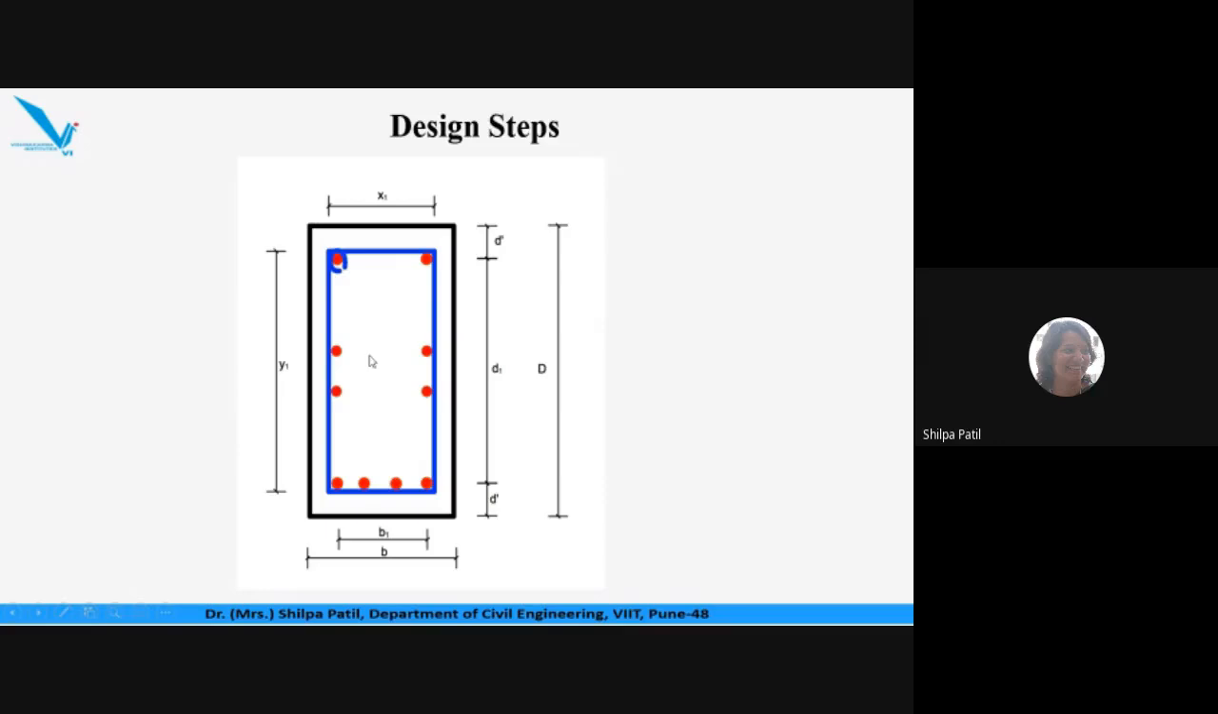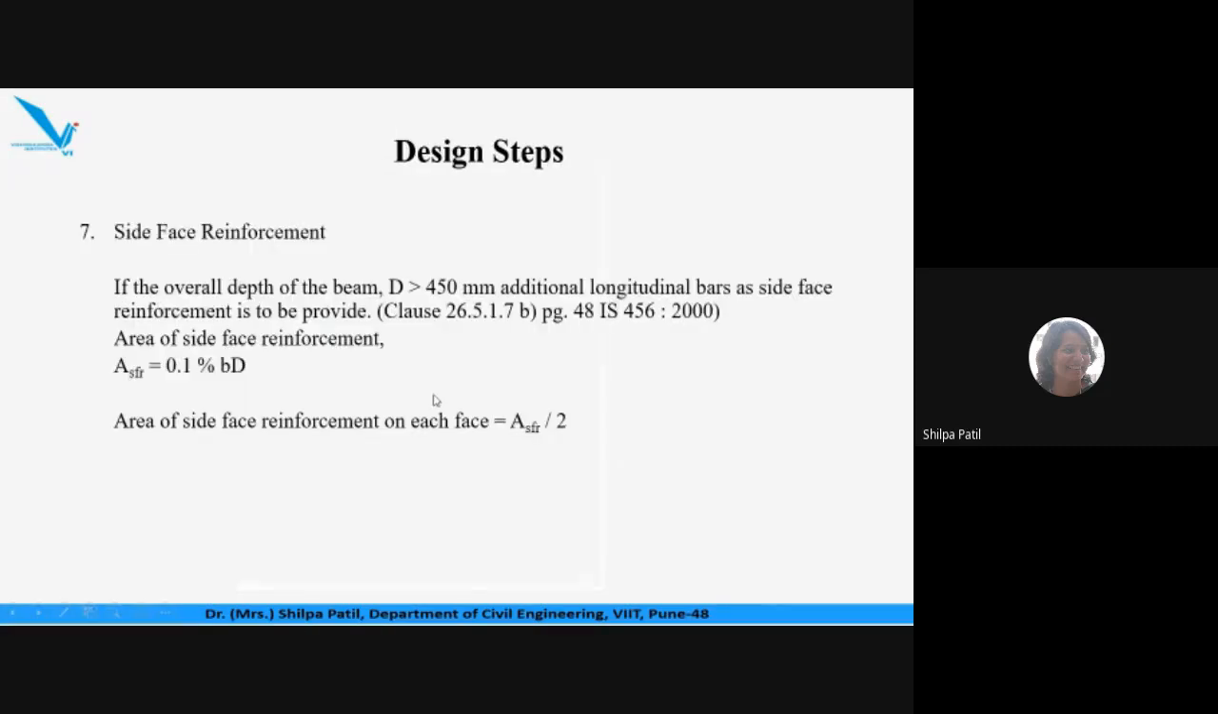And in this diagram, we have also seen these two additional reinforcement bars. These are called side face reinforcement. These are provided only when the depth of the beam is greater than 450 mm. If the overall depth is not greater than 450 mm, then there is no need to provide these additional longitudinal bars.